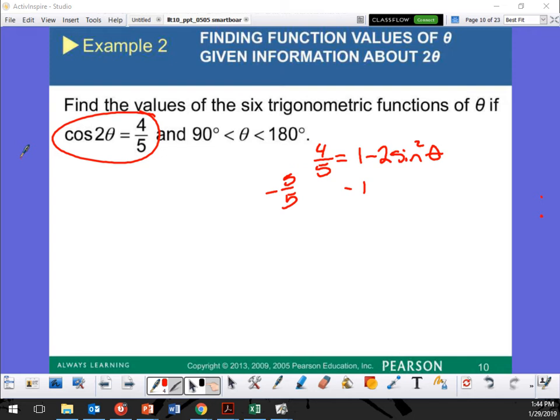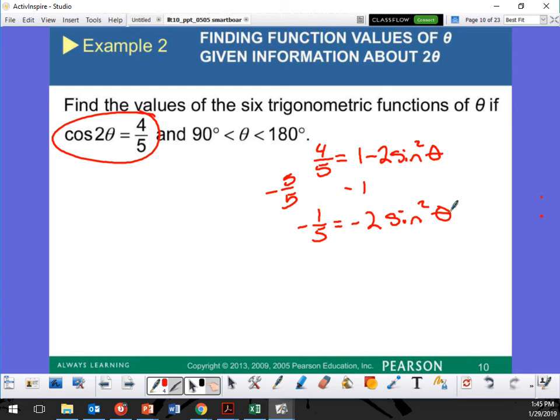All right, so what are we going to come up with? We have a positive 4 over 5 and a negative 5 over 5, right? So negative 1 over 5 is equal to negative 2 sine squared theta. Yes? Okay. So now I have a place to start.